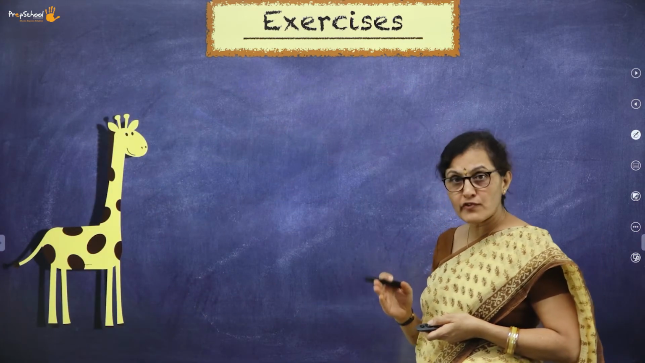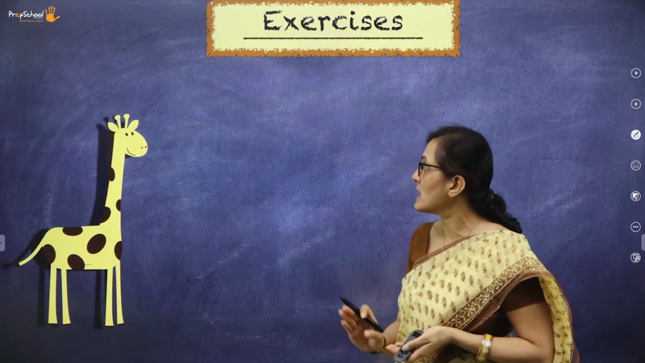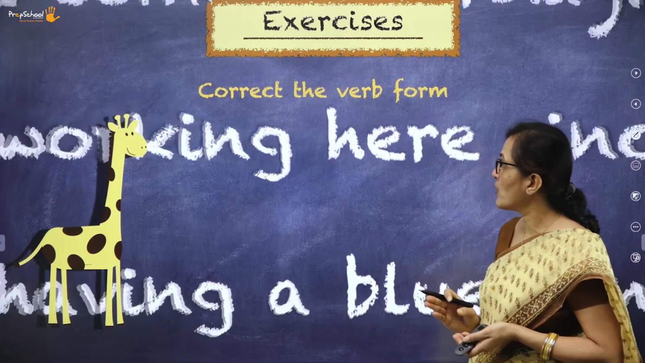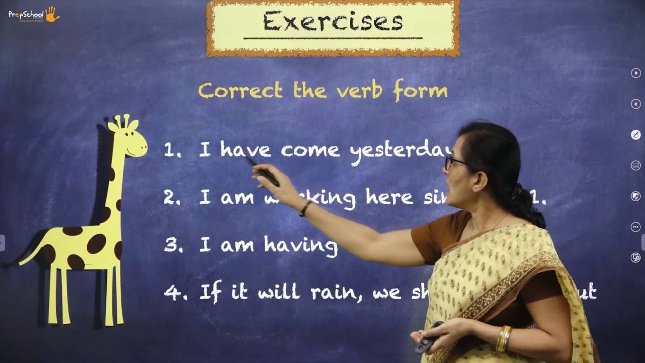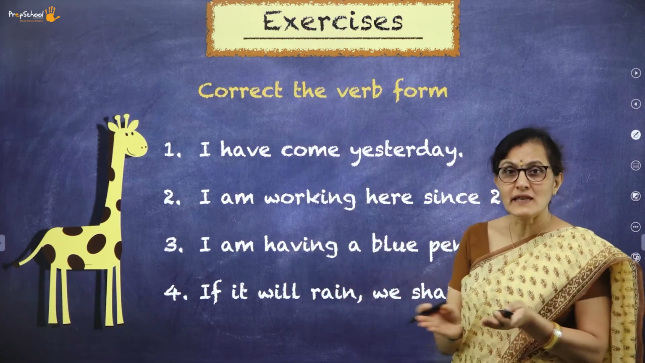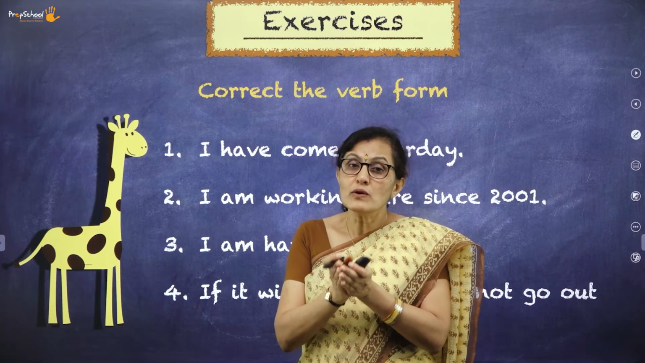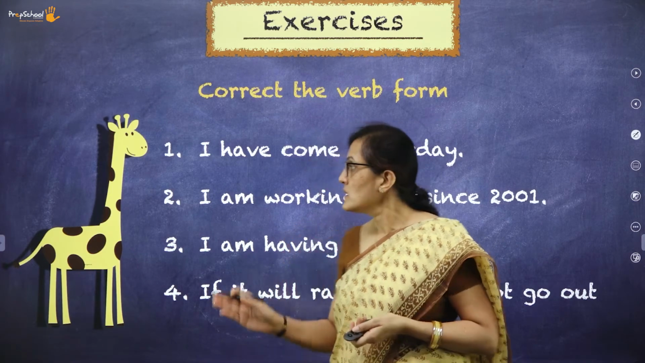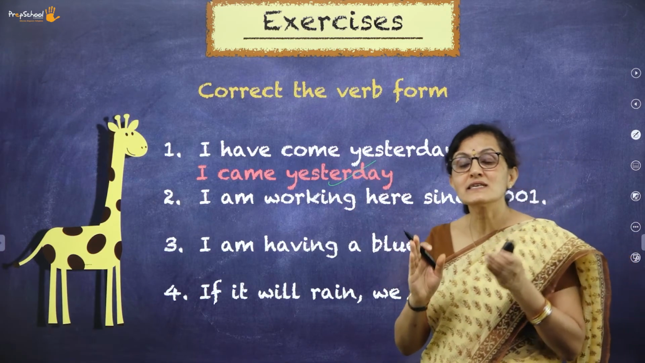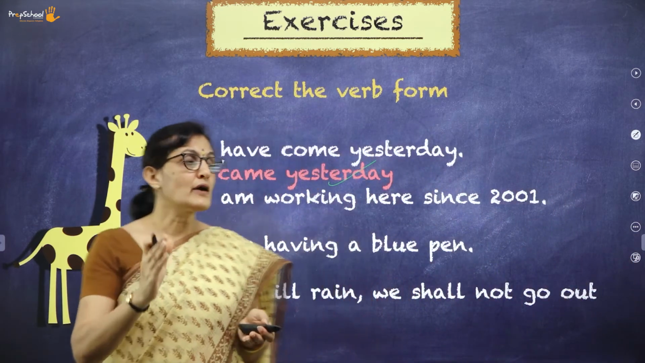There's another one for you which doesn't come for your exam, but just to understand, if you have to correct the verb form, like in the first one, I have come yesterday. Generally, we use such sentences, but when you look at it, it is actually wrong. So you say, I came yesterday. That is the right form. Okay. Now the next one.